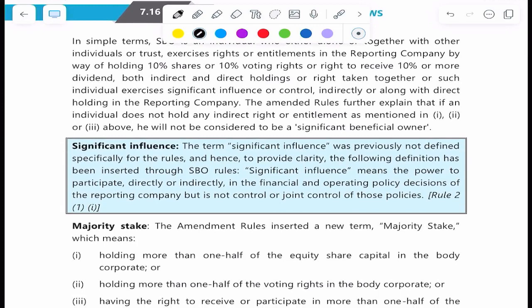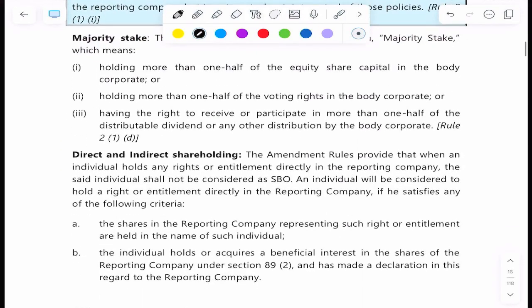Significant influence. The term significant influence was previously not defined specifically for the rules, and hence to provide clarity, the following definition has been inserted through SBO rules. Significant influence means the power to participate directly or indirectly in the financial and or operating policy decisions of the reporting company, but is not control or joint control of the policies. Understood? Significant influence means, your participation also works. Majority stake.